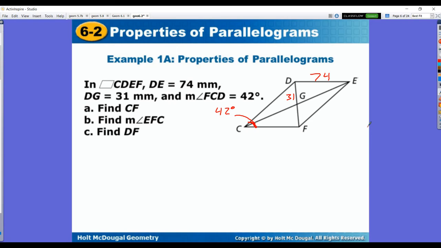Okay, we can take that information along with the properties of parallelograms to find out these pieces of information we're trying to solve. So we want to figure out what CF is. So we're going to use the property that says this side is congruent to this opposite side over here. So CF is also going to be 74 millimeters.